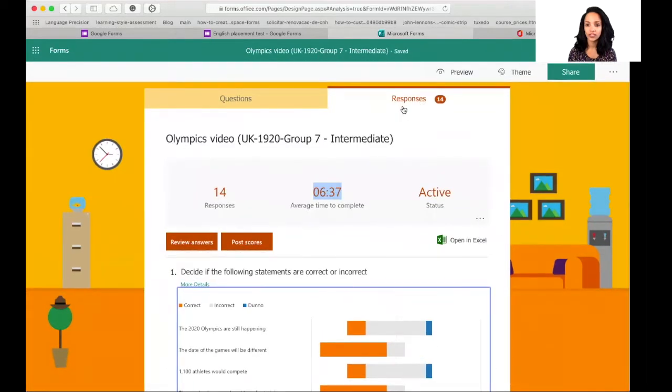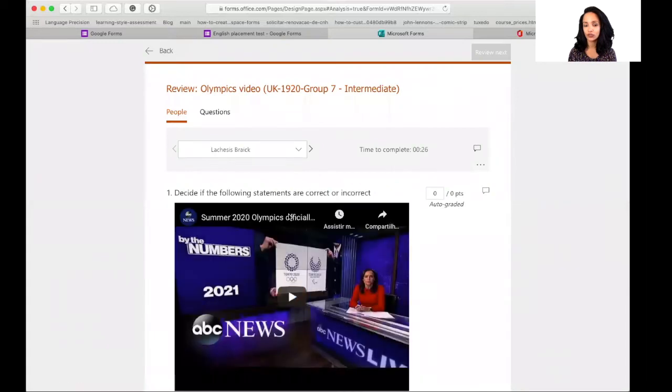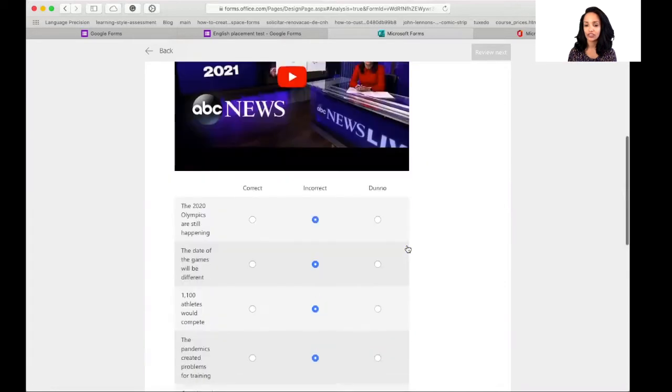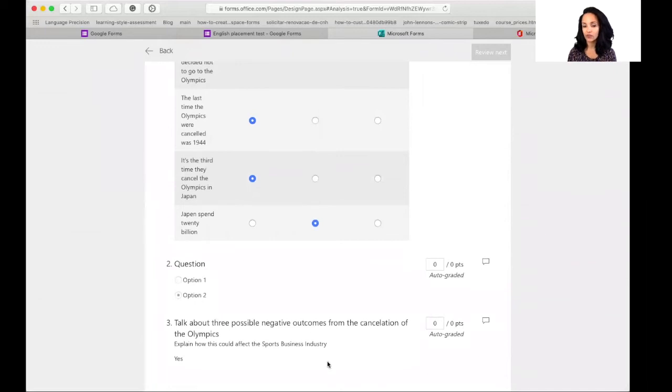So as you can see, we've got 14 responses here. I can review all answers, and if I choose to review the answers, I can see how long it's taken my learner to answer the questions and also what they selected. And if they wrote some, I also assigned some written work, so I could also see what they wrote.